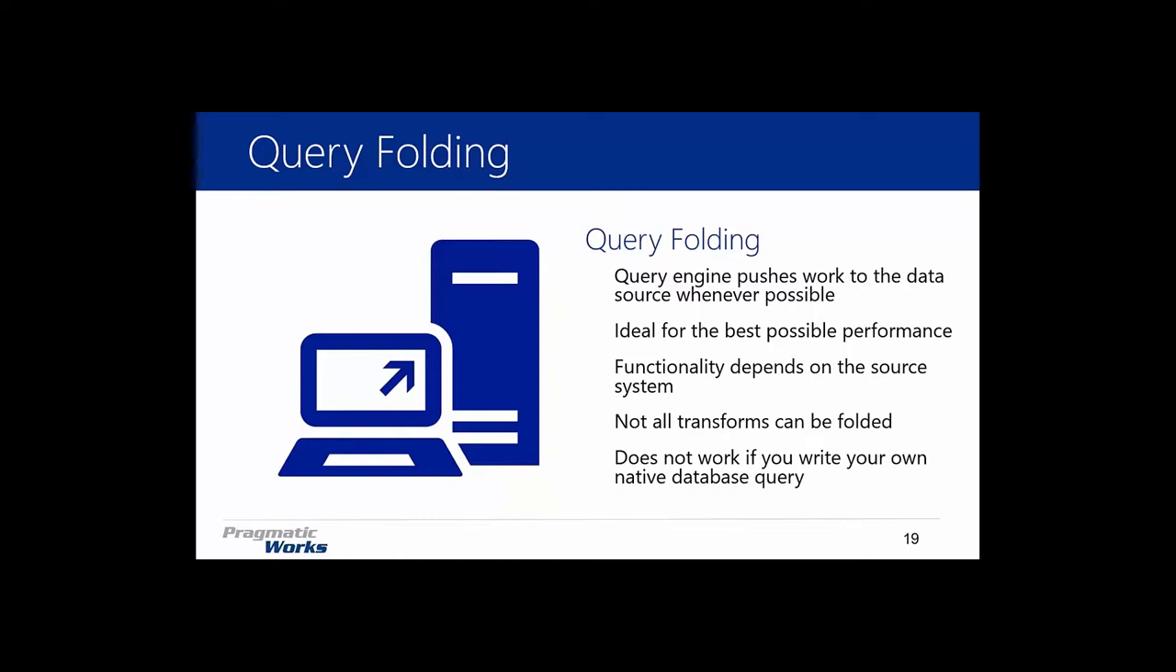Okay, now, not all data sources can be folded. I gave you an example just a moment ago: CSV files can't be folded, whereas SQL server databases could. Not all transforms can be folded either. To give you an example, take a transform like capitalize each word. It would attempt to convert that, and when it sees there's no supported function for capitalize each word, it would apply that on the client side. It would do that on your laptop or desktop.